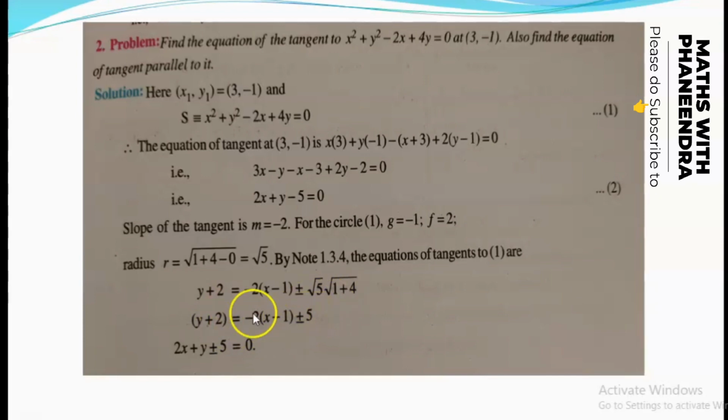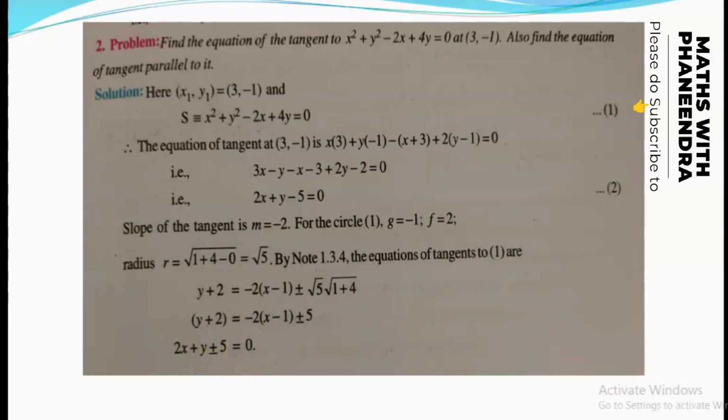After that, we take these values to this side. So −2x we can take to this side as +2x, y + 2, and −2 into −1 is +2, which we can take to this side as −2, ± 5 we can take as ±5, equal to 0. Therefore 2x + y ± 5 = 0.